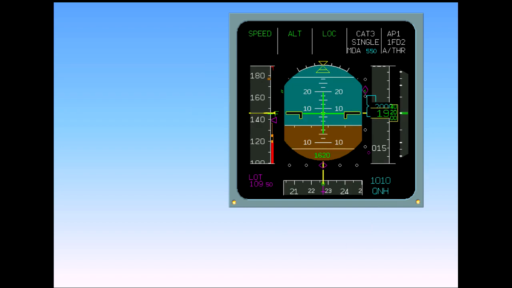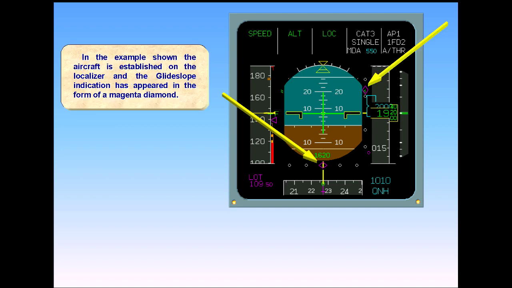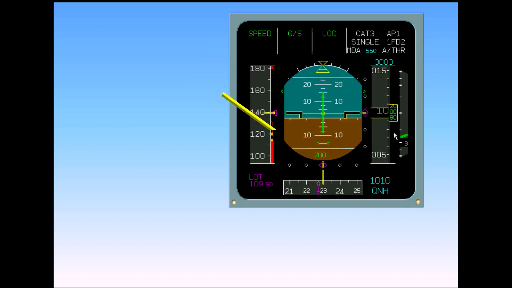In the example shown, the aircraft is established on the localizer, and the glide slope indication has appeared in the form of a magenta diamond. The aircraft is now fully established on the ILS approach. Let's look at the indications on the compass scale in detail.